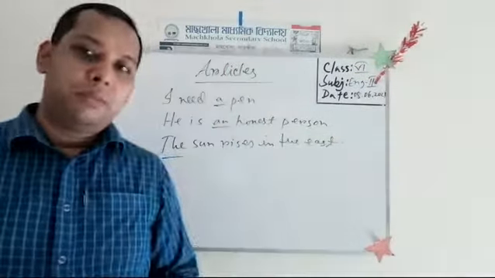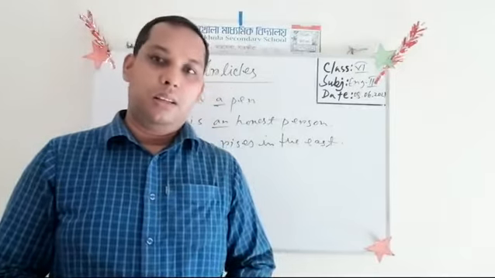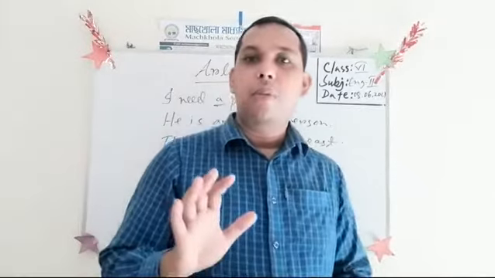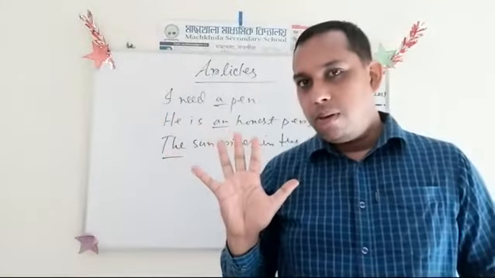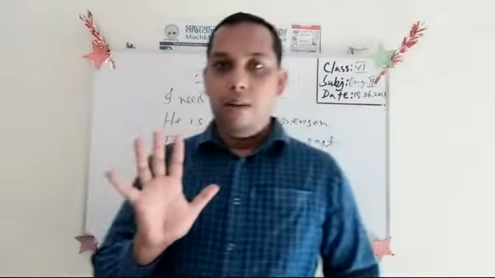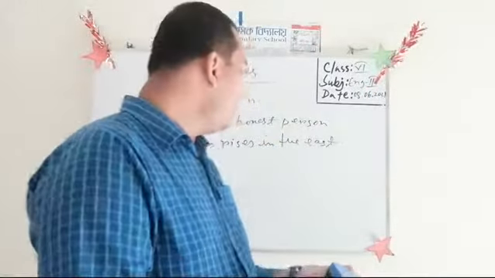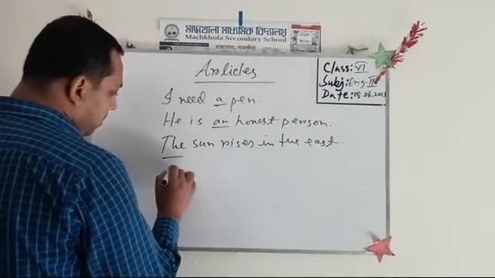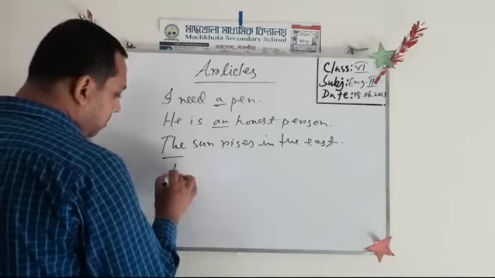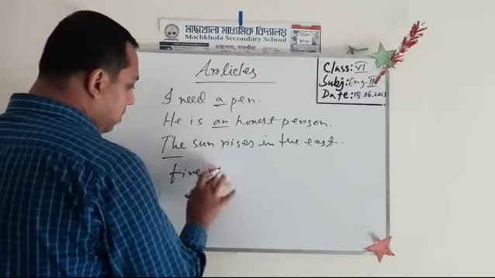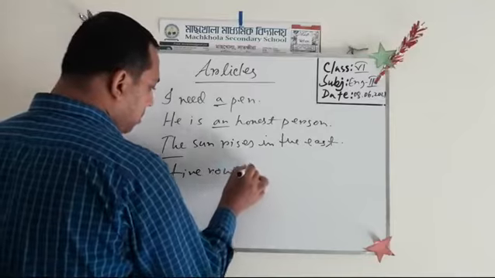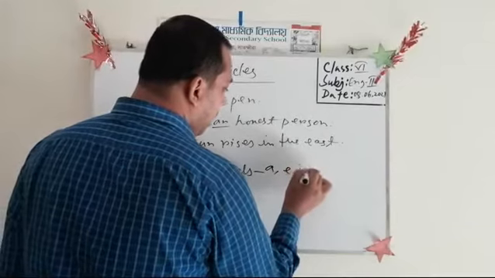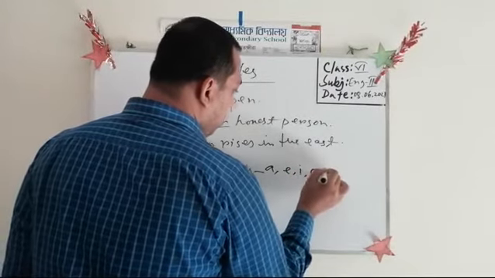Can you tell me how many vowels we discussed in the last class? How many vowels? There are five vowels. Very good. What are they? They are A, E, I, O, and U.